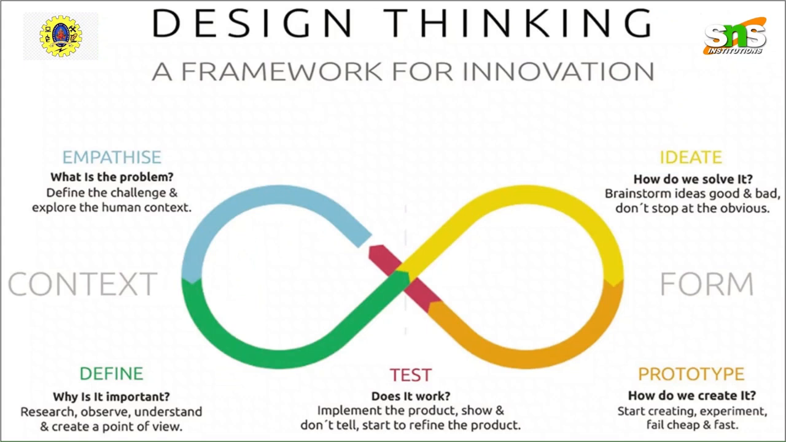In design thinking, there are five phases. The first phase is empathize, the second phase is define, the third phase is ideate, the fourth phase is prototype, and the fifth phase is testing. The first phase, empathy, is about what the problem is. It is analyzing the problems and challenges which humans are facing.